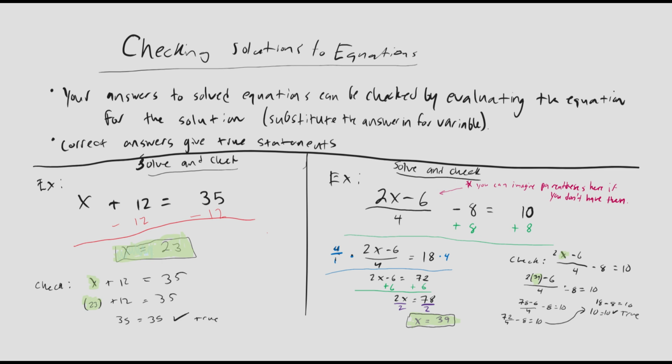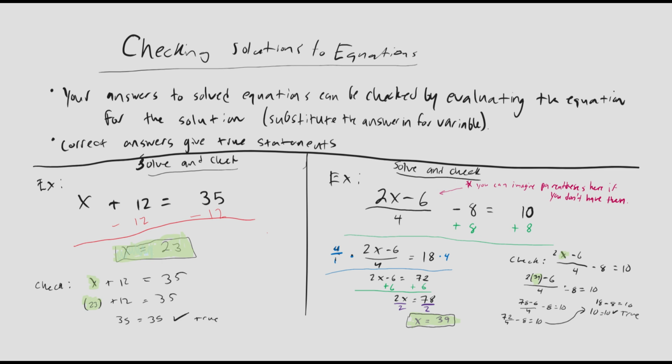Even more complex equations you can use this process for. (2x minus 6) over 4 minus 8 equals 10. I would add 8 on both sides to start. I get (2x minus 6) over 4 equals 18. I would then multiply by 4 over 1, or 4 on both sides to cancel the fraction 4. And I would get 2x minus 6 equals 72. I would then add the 6 to undo the minus 6. I would get 2x equals 78. I divide by 2 on both sides to get x equals 39.